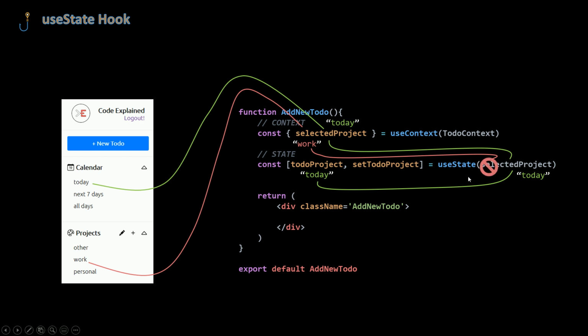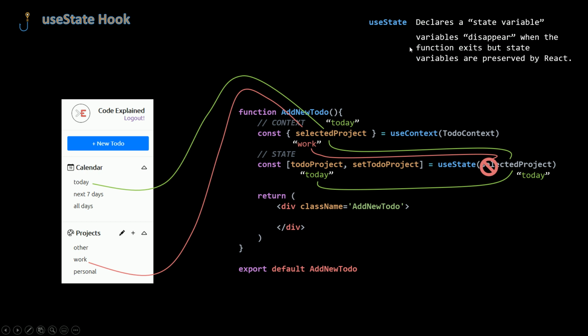So that's not going to happen. Why? Because the useState hook here is not there to change the value of my todoProject. The useState here is just to declare a state variable. So the useState hook is just to create a React state, not to change the value of your variables. So here, in a function, the variables disappear when the function exits, but state variables are preserved by React. So that's when we need state. So we need to preserve this variable here and its value.